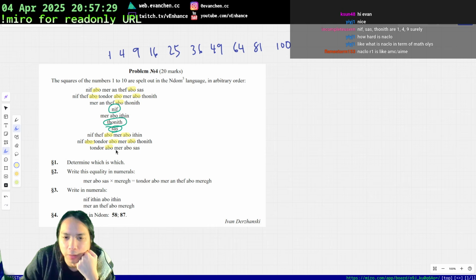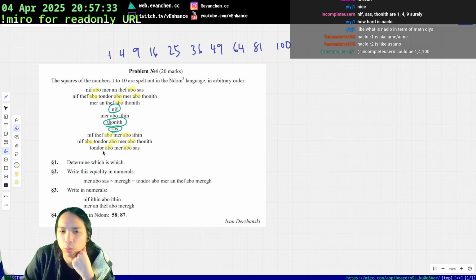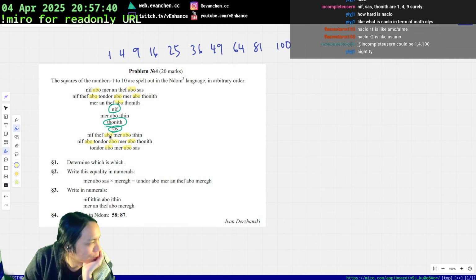Nif tondor men tonni. So this actually has like 4 things. Yeah, I feel like this probably isn't base 10. Oh, it could be 1 for 100. That's also possible. The Tonith appears a lot though, right? Like there's not that many, like 100. Unless it's one of those crappy subtraction things, but I really hope not.